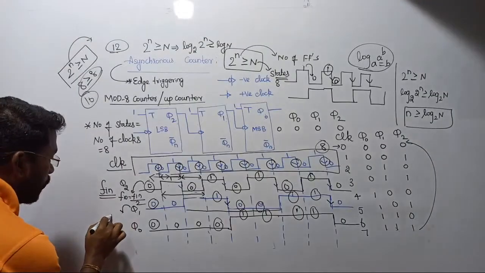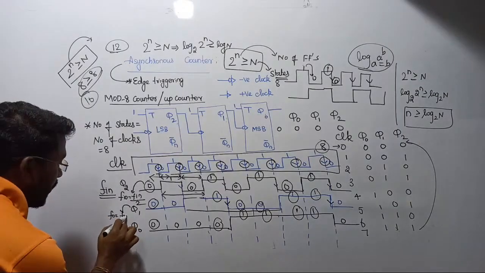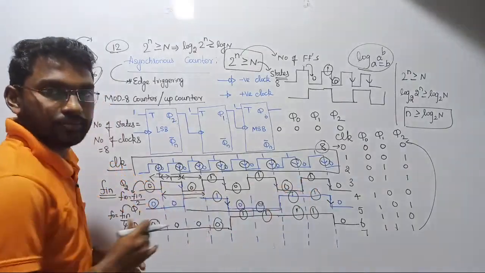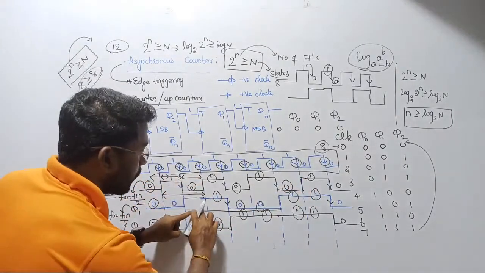For this one, your output frequency is going to be f divided by 4. Frequency will be reduced 4 times because time is increased 4 times. I am taking 4 times of t in order to complete one cycle.